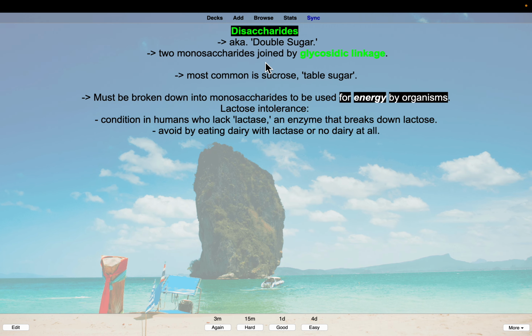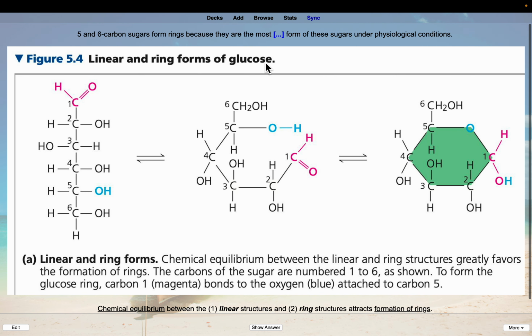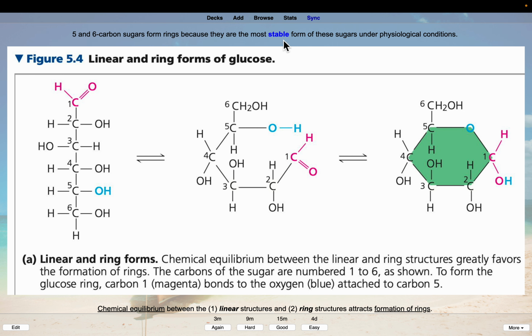Disaccharides. Okay, this has been discussed already. Next. Okay, discussed. Okay, new card. 5 and 6 carbon sugars form rings because they are most stable. They are the most stable form of these sugars under physiological conditions.